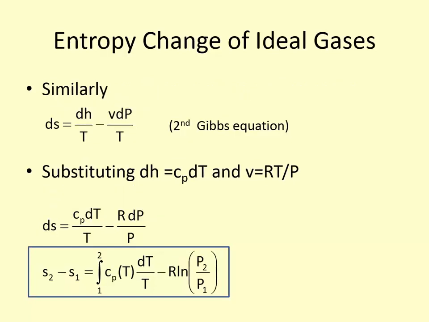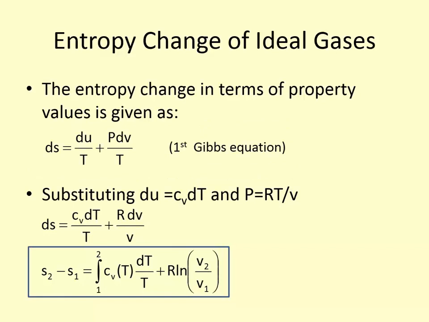So similarly, we can do the same thing with the second Gibbs equation. Instead of having a du here, we have a dH. So it comes out looking very similar, but this time maybe we know pressure and temperature, and we don't know specific volume. So if you know certain conditions about your system at state 1 and state 2, let's say pressure is easy to measure, so it's known, then we can use the second Gibbs equation. Okay, if instead of knowing pressure, we know volume, we would use the first Gibbs equation, because they're both valid for ideal gas processes.